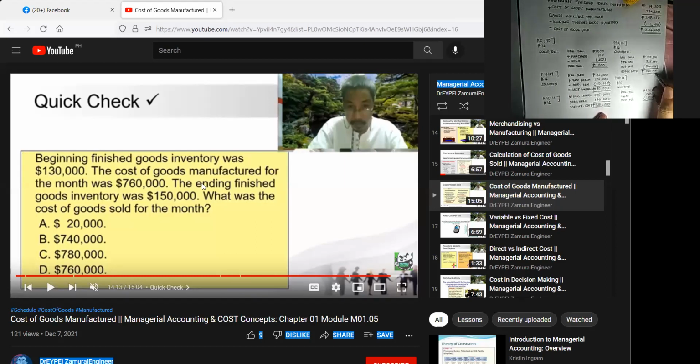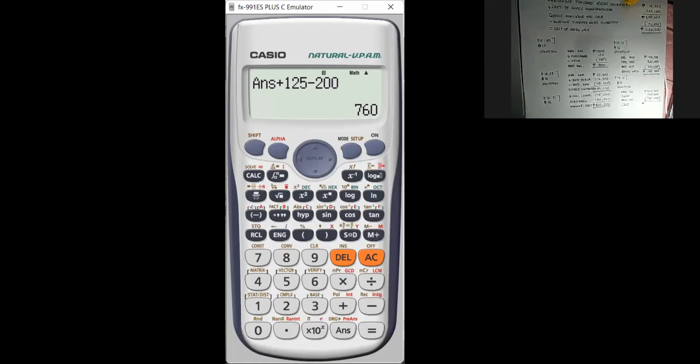Okay. The question is, how much is the cost of goods sold? Cost of goods sold. Okay, in terms of pesos. So I will show you the calculator. Where's the calculator? Here is the calculator. 740,000 po. 760 plus 130 minus 150, and therefore the answer is 740.